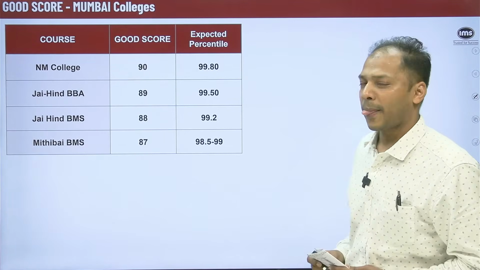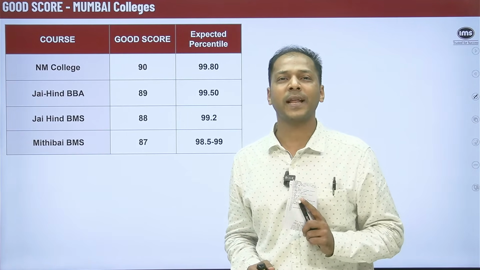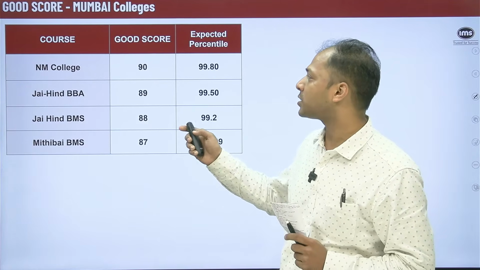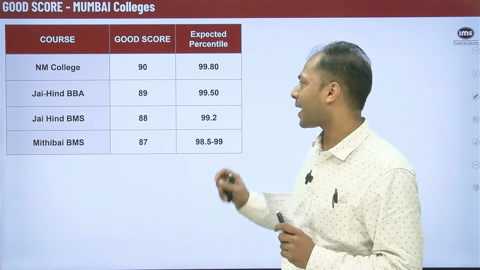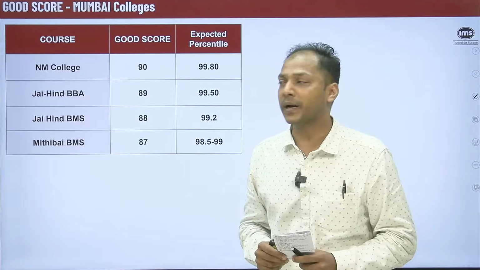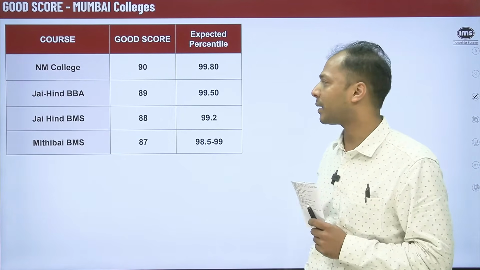Lastly, good scores. To get into NM College BMS, I hope all of you know that NM College has reduced the number of seats through CET this year. So for NM College BMS, I would expect a good score of around 90. See, I have to be on the safe side, so maybe it could be around 89, 90, but 90 is what I expect. 99.8 percentile could be the cutoff for NM College.